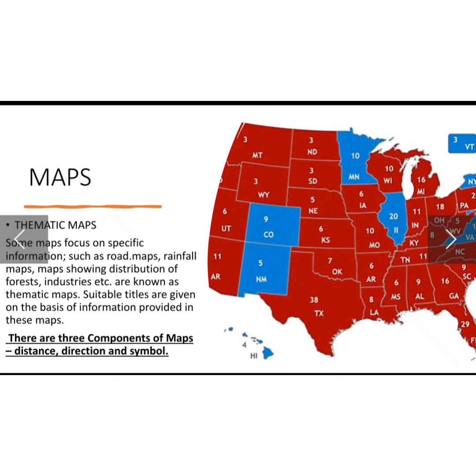Suitable titles are given on the basis of information provided in these maps. So class, different types of titles are given to them, depending on the information that is provided. For example, we can see in the image, this is one thematic map and it shows the different types of roads found in one state or another. So you can see that the roads that are properly made can be shown in red and the rugged road can be shown in blue. So this is a thematic map in which you can see a proper theme is being given, that of roads, and they are showing the entire data, what type of road is there in which state.